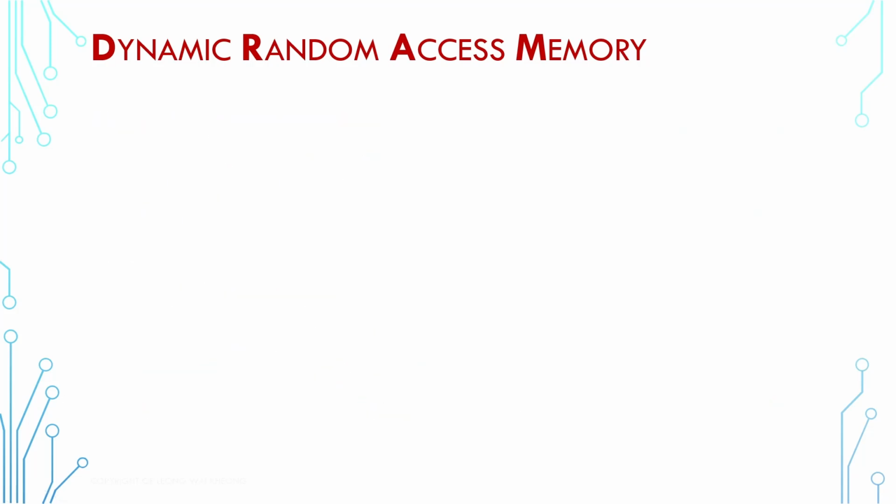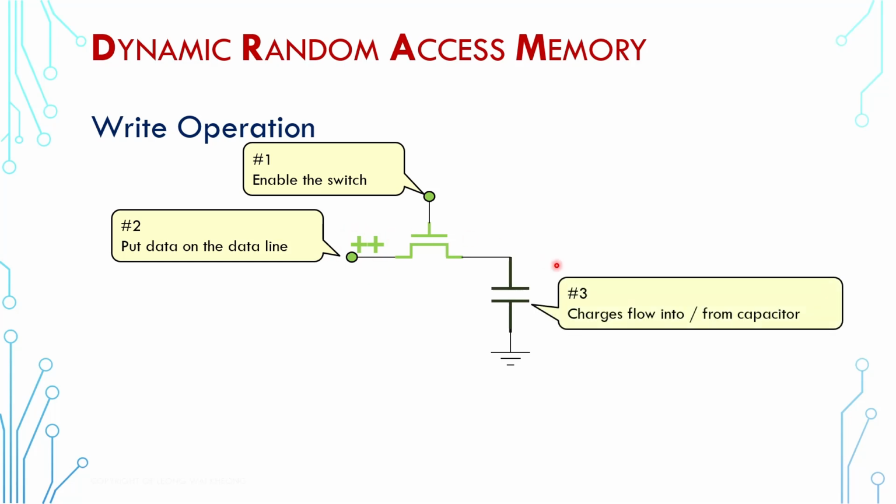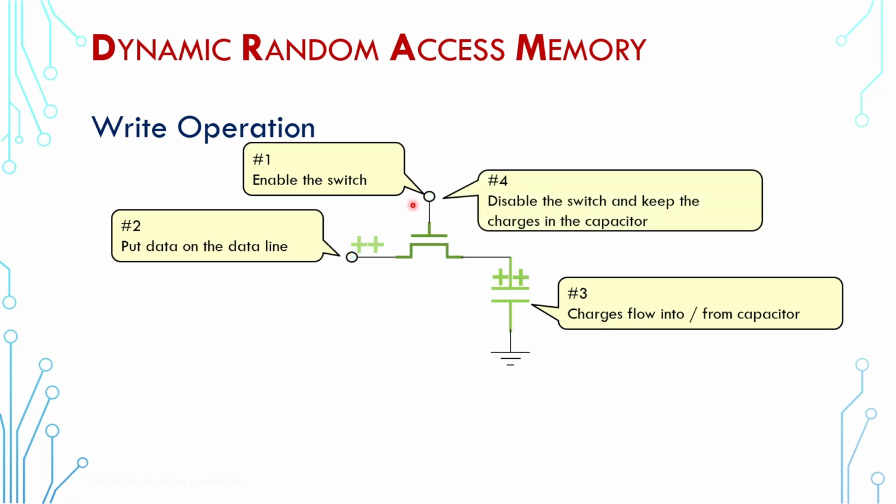DRAM uses a capacitor to store data. A transistor is used as a switch to control access to the capacitor. This generally forms a memory cell, and it can store 1 bit of data. To write to the memory cell, first, we enable the transistor. Second, we put data, logical 0 or logical 1, on the data line, and then charges will flow into or from the capacitor, and finally we disable the transistor, and the charges or voltage of the capacitor is stored.